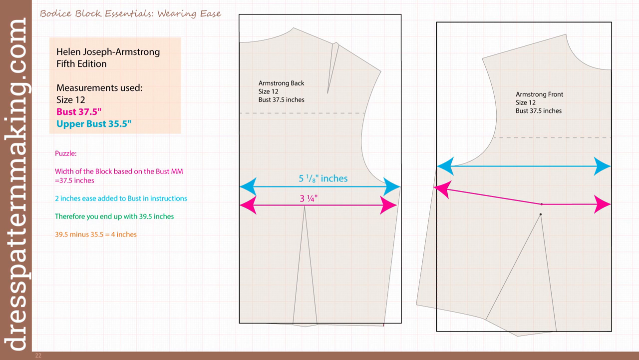I checked it. I triple checked it. I redrafted it once, twice, three times. I might even have redrafted it a fourth time. I kept coming up with the same result. 5 inches ease in the upper bust, 3 1/2 in the bust. Finally, I figured it out.